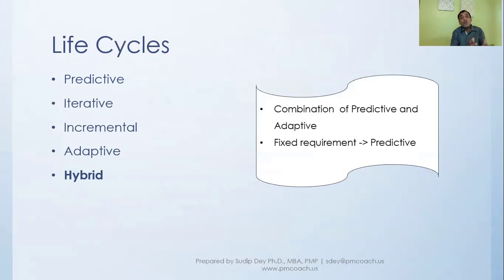So the parts where the requirement is fixed, we know it is not going to change, it is very clear, we'll use the predictive life cycle for that part of the project. And those areas where we are not very clear and we know it will evolve as we move through the process, we'll have an adaptive life cycle.